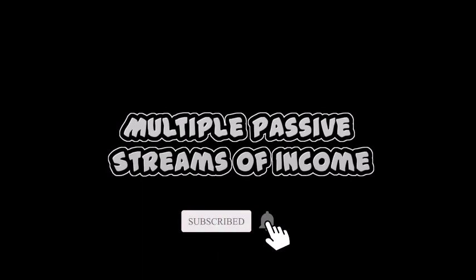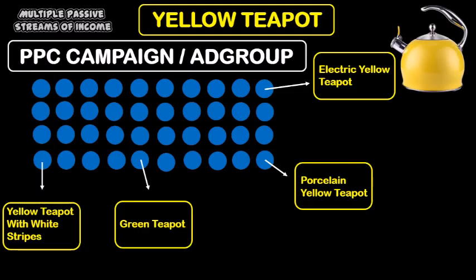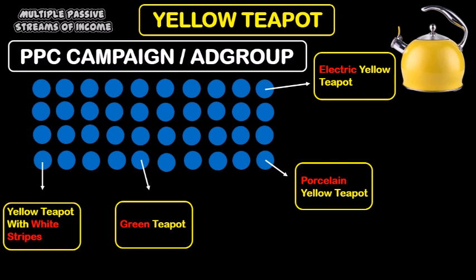Now, let's first look at it from a bird's eye view. Let's say these 40 dots represent different keywords in your PPC ad group. Most of us know to periodically download our search term report and look for negative keywords. And then when we find them, we add them to our negative keyword list and we add them to our PPC campaigns.